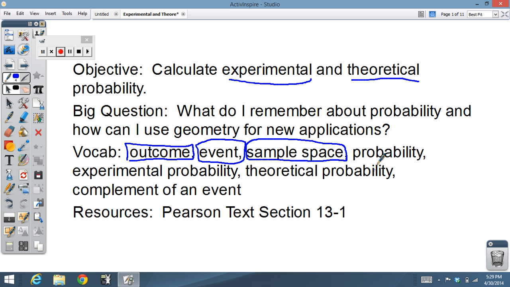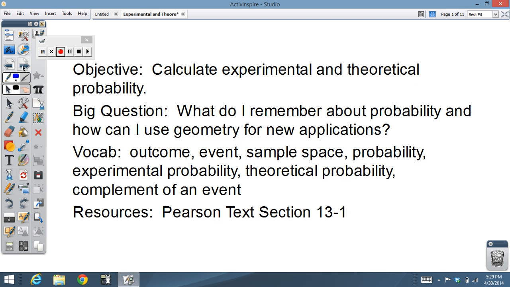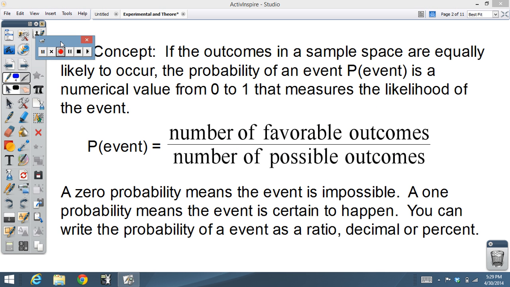All right, probability we will talk about. Experimental probability is spelled out. Theoretical we'll do. And then complement of event. Those definitions are coming later. All right, so let's get it going. All right, move that out of the way. So our key concept from the first part of the section.